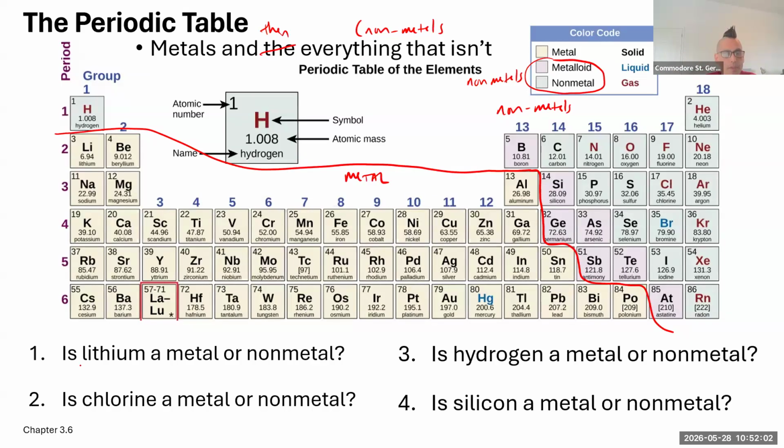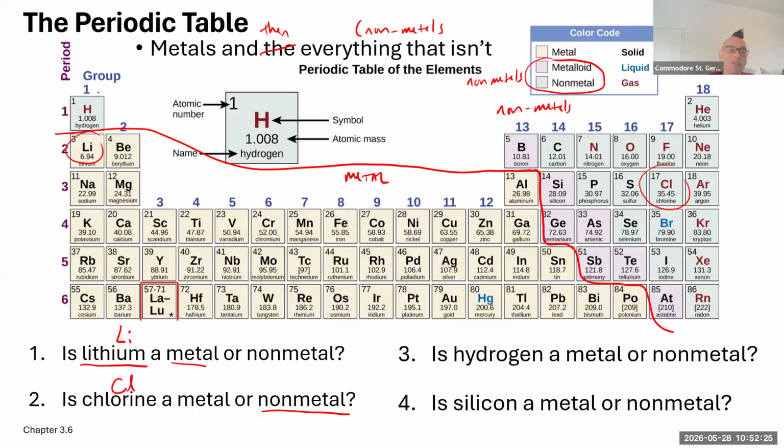Let's take a look. Lithium. Lithium, a metal or a non-metal? Well, the symbol for lithium is Li. That's going to be a metal. All right. Chlorine. The symbol for chlorine is C with the lowercase l. It's over here. That's a non-metal.